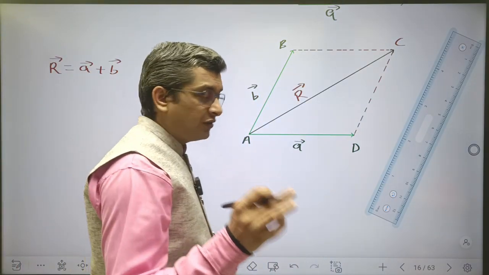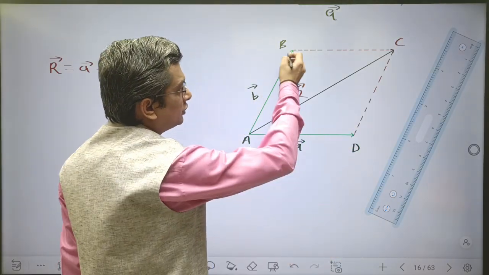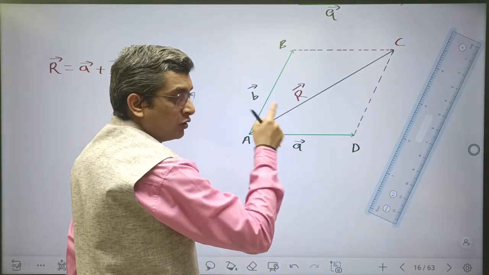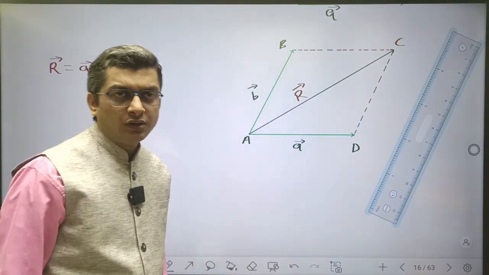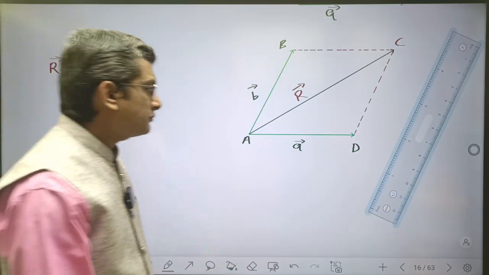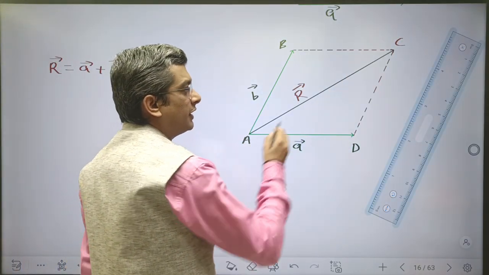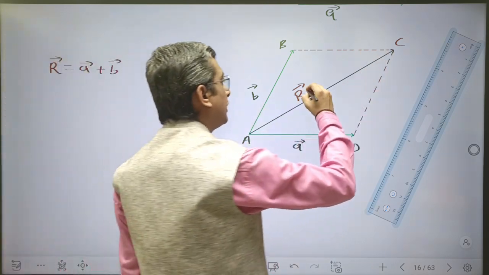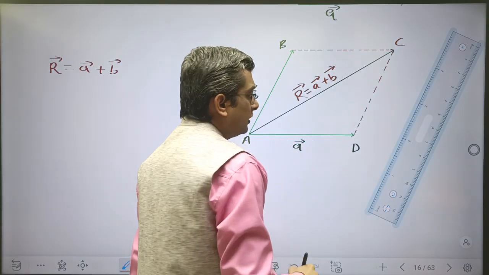Now understand that this parallelogram may have two diagonals. This is the first diagonal, this is the second diagonal. But we have to take that diagonal whose tail coincides with the tail of the two vectors which we are going to add. So this resultant vector starts from the tail of the two vectors and ends at the other end of the diagonal. This is the resultant vector, that is A vector plus B vector.